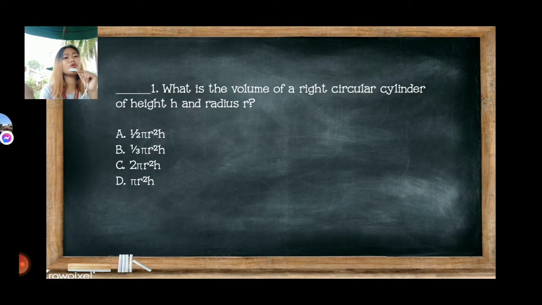Number 1, what is the volume of a right circular cylinder of height h and radius r? A. 1/2 pi r squared h, B. 1/3 pi r squared h, C. 2 pi r squared h, and D. pi r squared h. In this kind of question, we will be focusing on the given terms. In this case, the given terms are just variables.